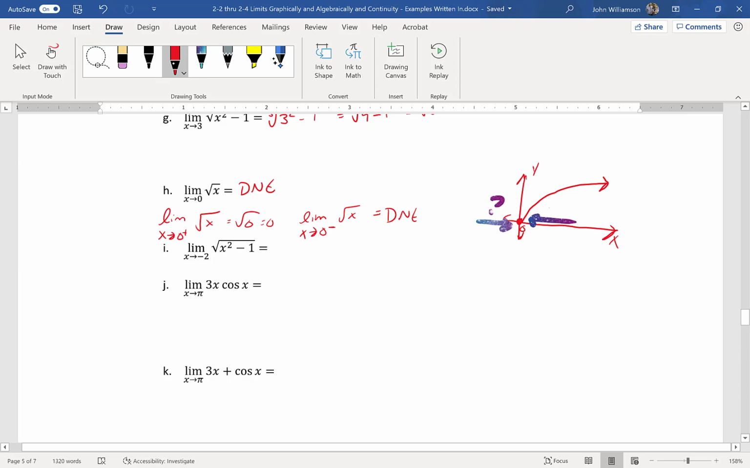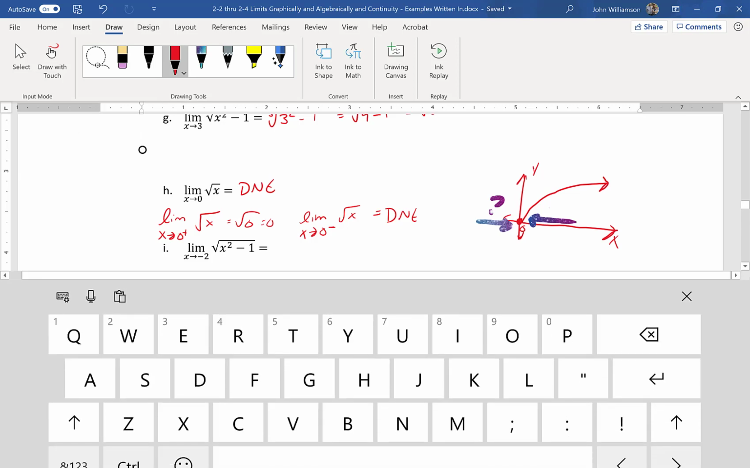How about the next one? The limit as x is approaching negative 2 of the square root of x squared minus 1. So we've got a negative number out here that we're trying to substitute into an even index radical. But remember, the issue comes when it's the square root of blah. So the blah itself cannot be negative. That doesn't mean x can't be negative. So we can still substitute in negative 2 here.